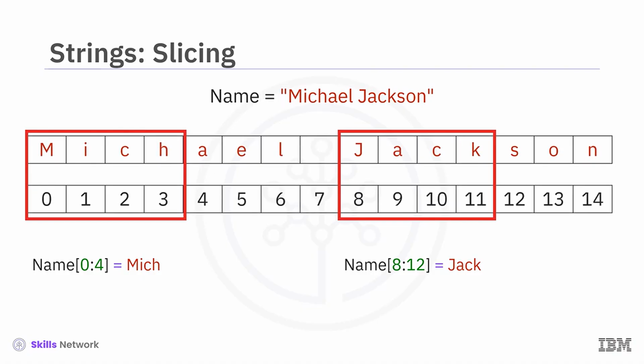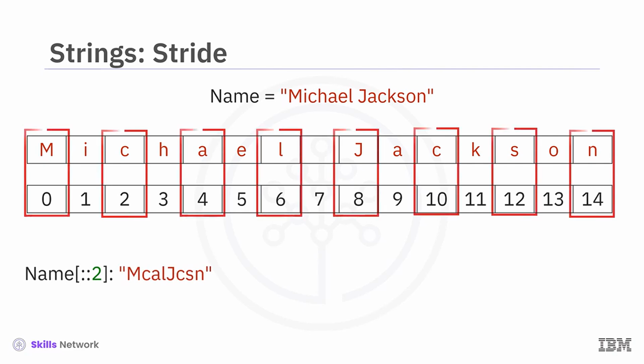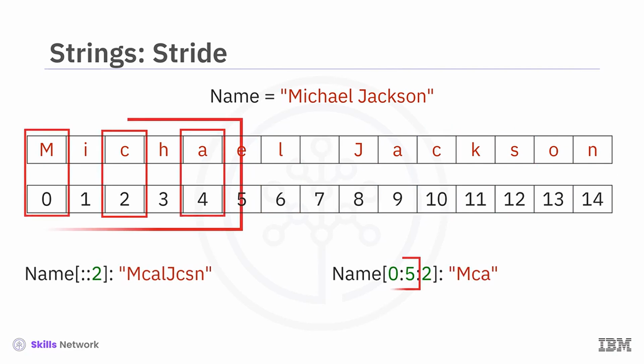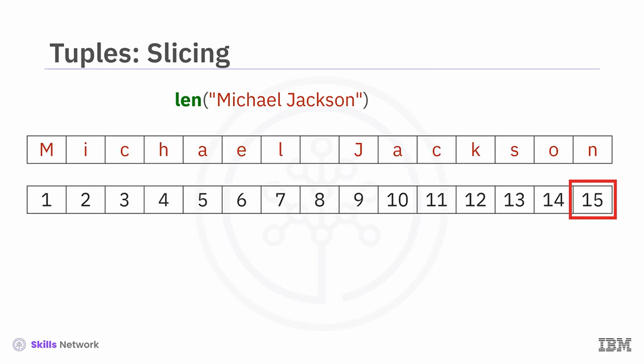We can treat the string as a sequence and perform sequence operations. We can also input a stride value as follows. The 2 indicates we'd select every second element. We can also incorporate slicing. In this case, we return every second value up to index 4. We can use the len command to obtain the length of the string. As there are 15 elements, the result is 15.